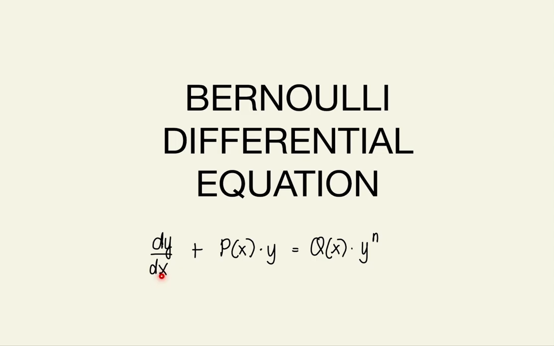An equation of the form dy/dx + p(x)y = q(x)y^n is called a Bernoulli differential equation. We observe in this differential equation that if n is equal to 0 or 1, we can identify this equation as a linear equation. But if n is not equal to 0 or 1, then we have to express this as a linear equation by introducing a new variable.